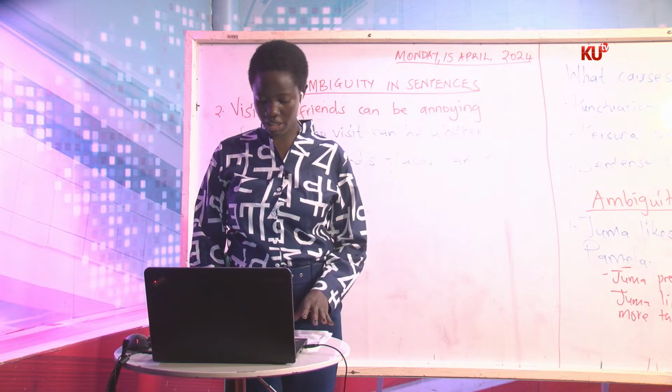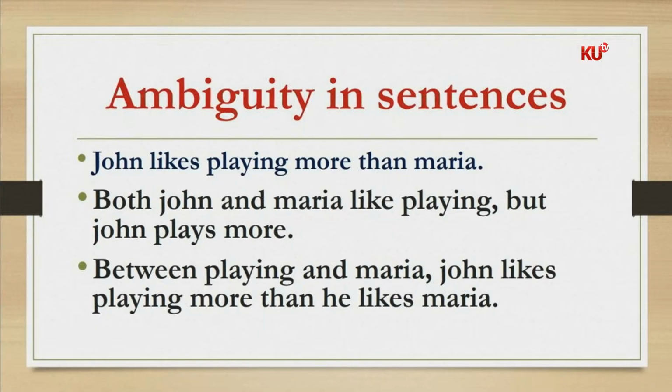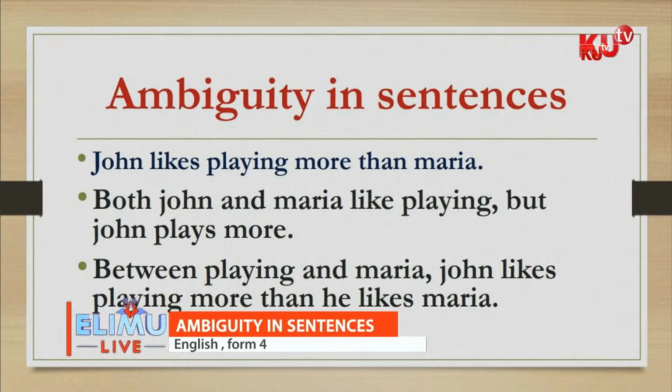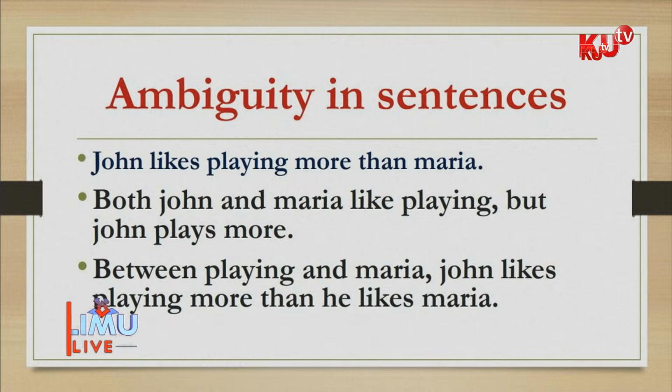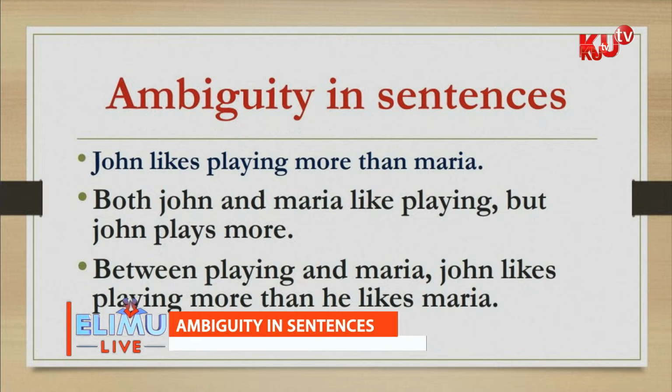The first meaning: both John and Maria like playing, but John plays more. So in this case, you have two people. In this statement, John likes playing more than Maria, I want you to look at it as if we have two people. We have the first person, John, and the second person, Maria. Both of them like playing, but of the two, it is John who plays more.